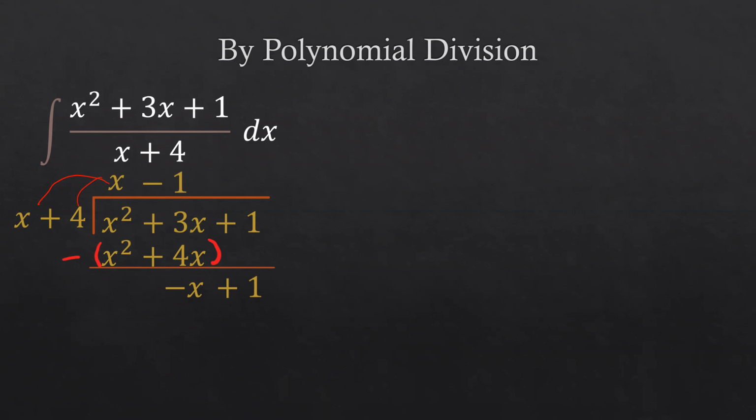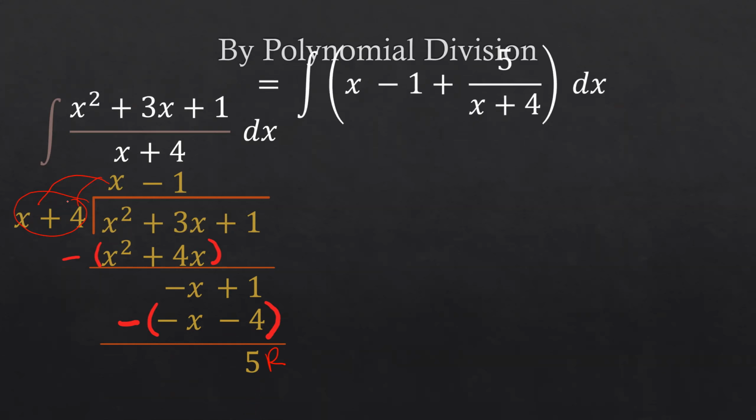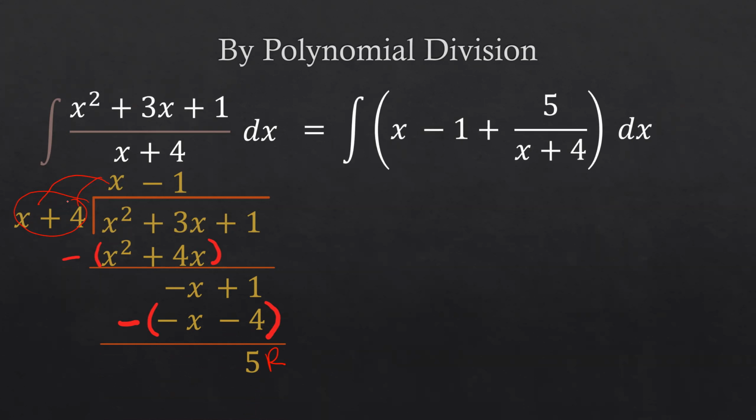Negative 1 times x is negative x. Negative 1 times positive 4 is negative 4. Then we are going to subtract: negative x minus a negative x is gone. 1 minus a negative 4 will give us 5. And 5 is our remainder, and we write the remainder over the divisor, x plus 4. So this fraction can be split into x minus 1 plus 5 over x plus 4, and we're taking the integral with respect to x.